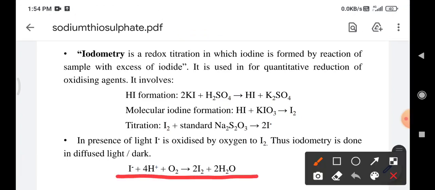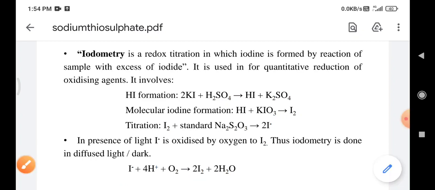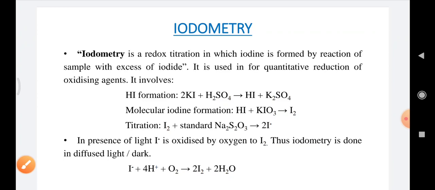This is the reaction which takes place in the presence of oxygen. Here also the molecular oxygen is produced, but this is not useful for us. It will affect our real reaction. So we can put a cork on the mouth of the conical flask for trapping of oxygen, and the reaction mixture will be light sensitive, so we can protect the mixture from the light and we can put the reaction mixture in the dark.